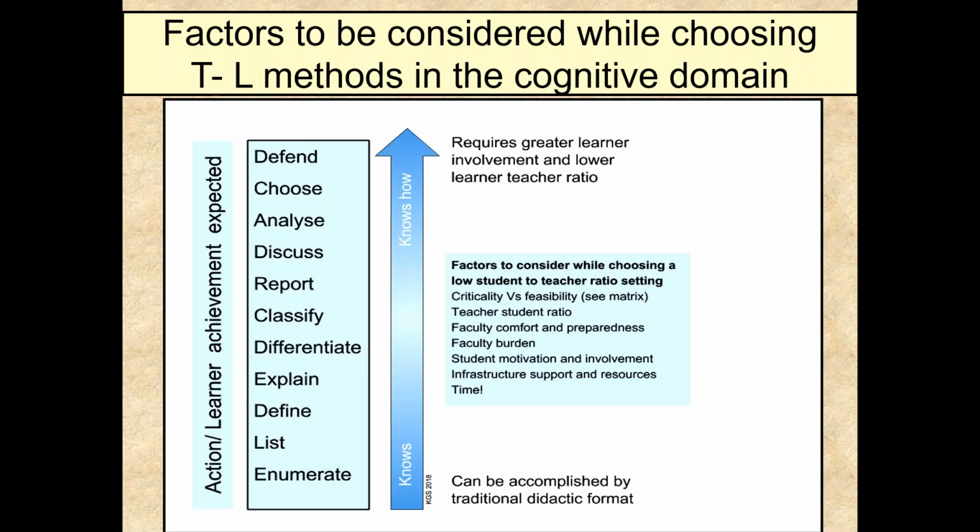Whereas when it goes on to a knows how level, it requires more learner involvement, and hence you have to choose a method of lower learner teacher ratio. And there are some more factors to be considered. I will come to that later. So this is how you choose a method according to the objective, to which domain or to which level of proficiency it belongs. So according to that, you are planning. So as you go to higher level of proficiency, you need a lower learner teacher ratio to accomplish your objectives.